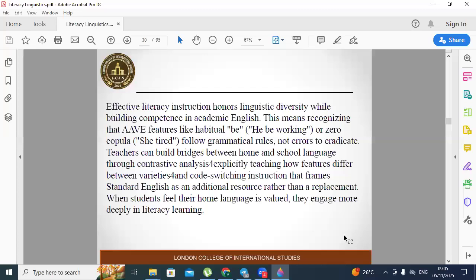This doesn't mean students must always code-switch to be successful. That perpetuates linguistic hierarchies, but it does mean giving students tools to make informed choices about language use in different contexts. Third, effective instruction addresses transfer issues in reading and writing. When students read or write in standard English, their home dialects may influence their interpretation or production. Teachers who understand dialect features can distinguish between dialect-influenced variations and actual errors.